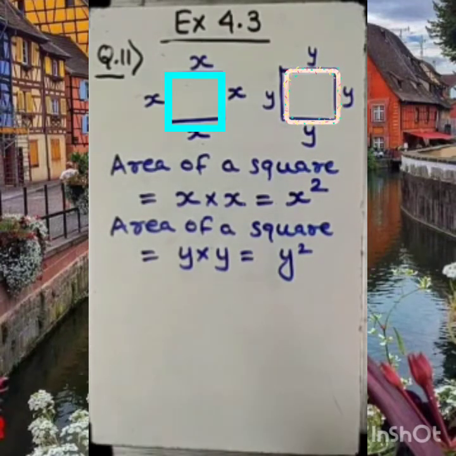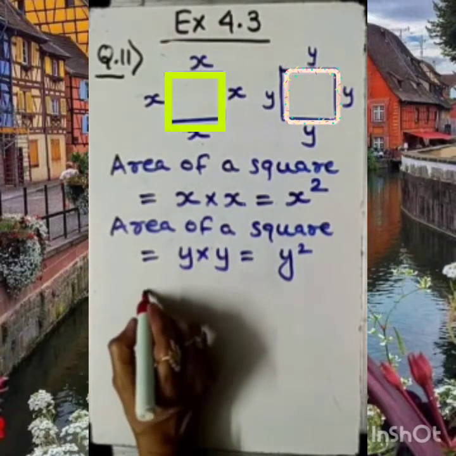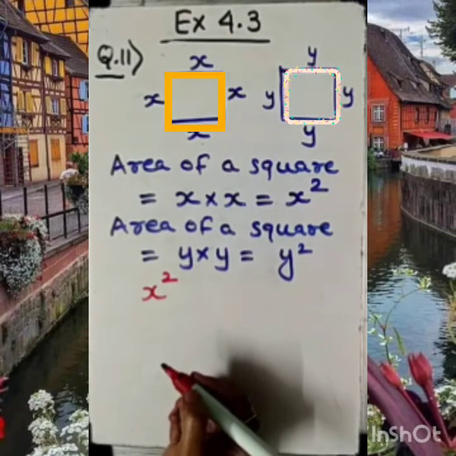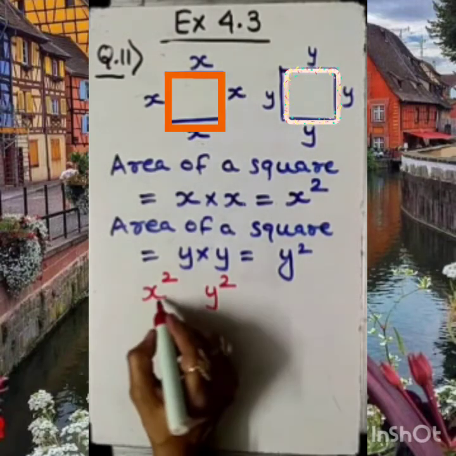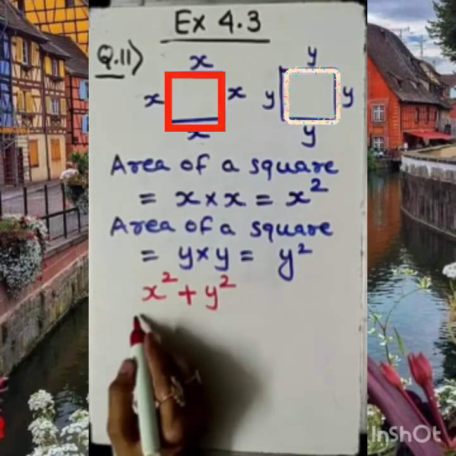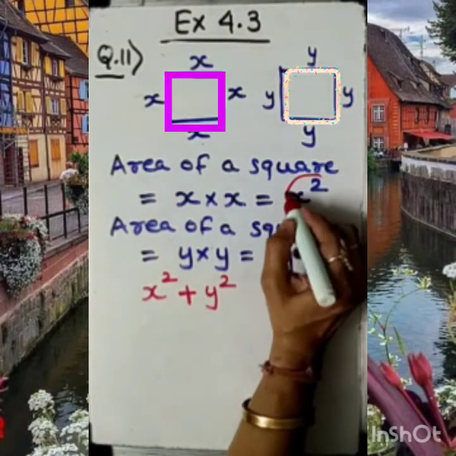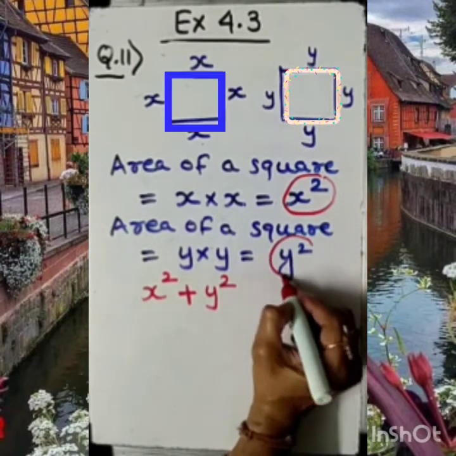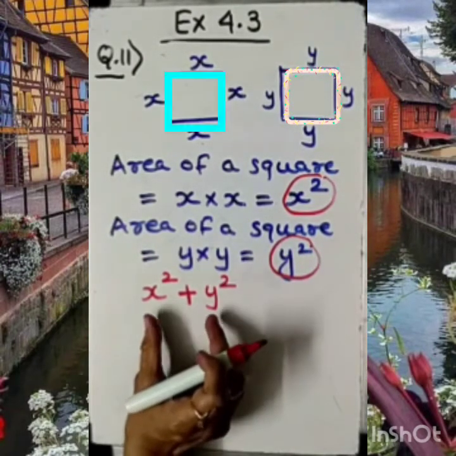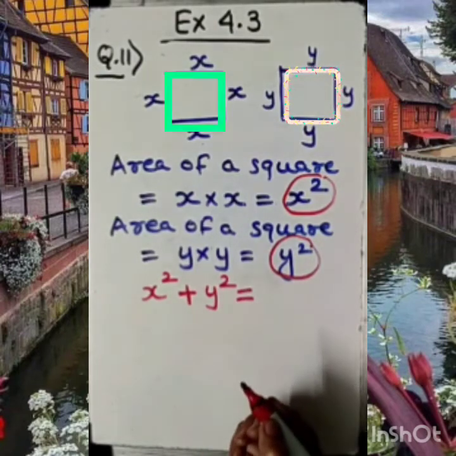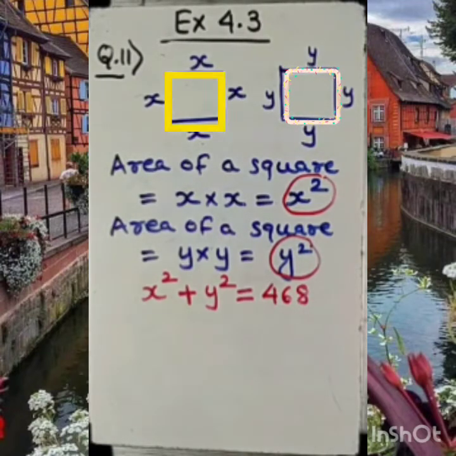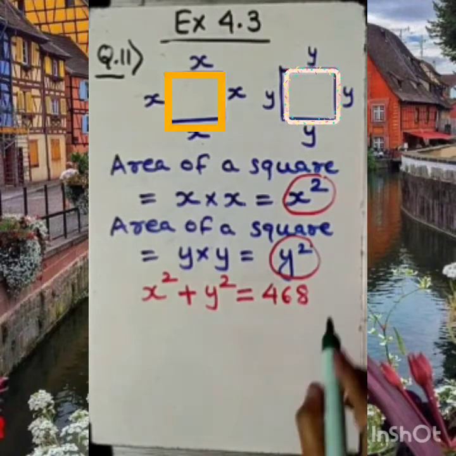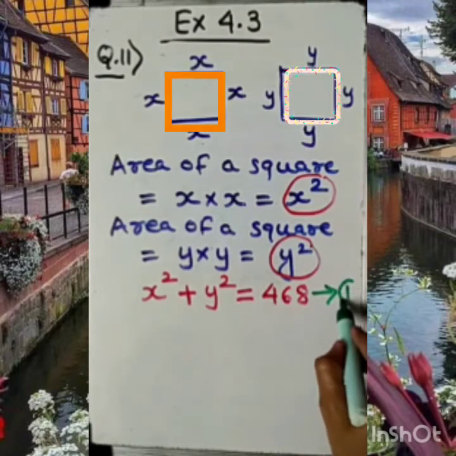Here, student, in the first line we are given the sum of the areas. The area of the first square is x square and the area of the other square is y square. So the sum of these squares' areas is given as 468. This is our equation number 1. Keep it safely.